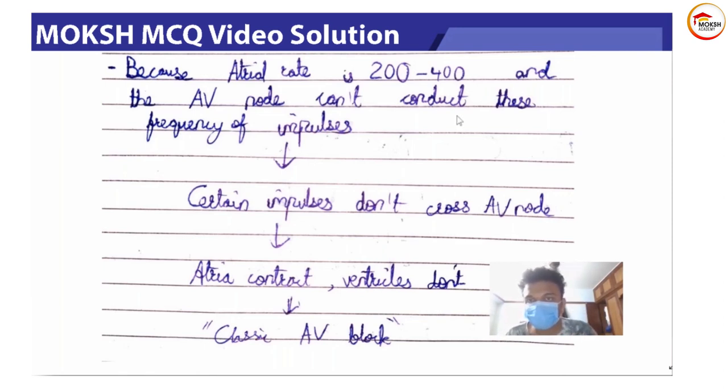So out of this 200 to 400, suppose 40 or 60 are reaching here and passing, but the rest are not passed. So certain impulses do not cross the AV node. That is called atrioventricular block. So the atria contract, the ventricles don't at some times, but the ventricles can contract on their own. So the ventricular rate will be normal, but the atrial rate will be in the 200 to 400 range. Okay, this is called a classic AV block.